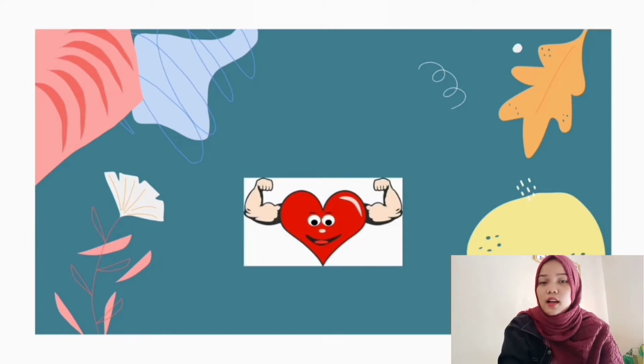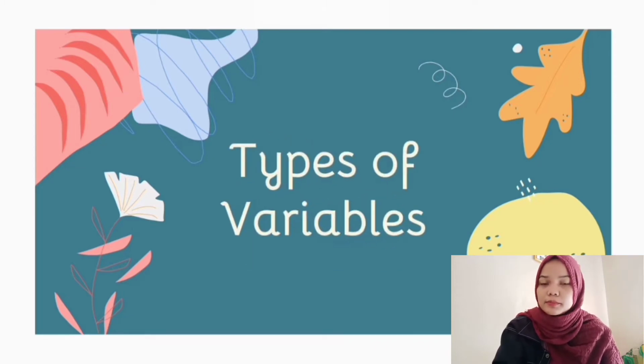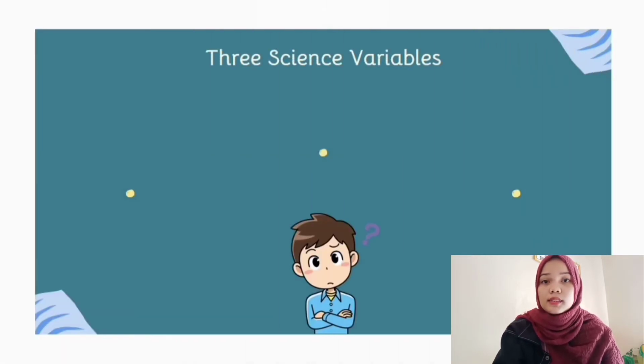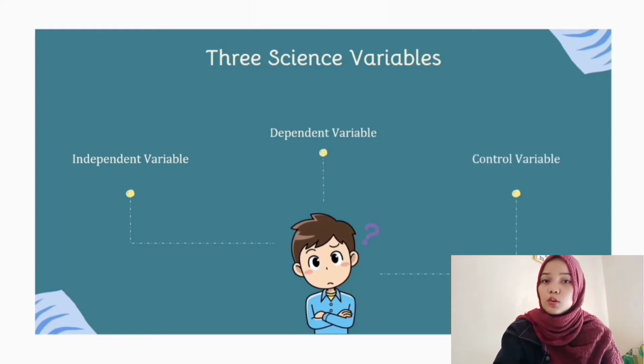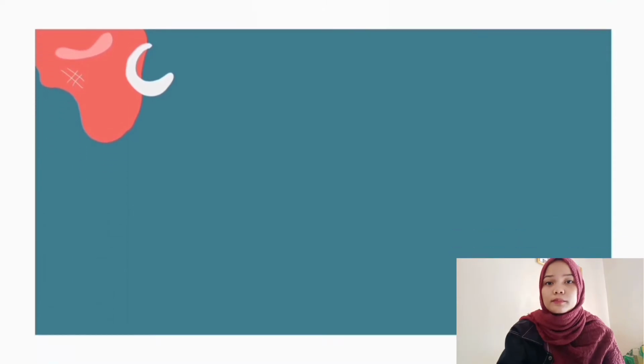On this occasion, I would like to share the material of the day, and it's about types of variables. There are three science variables. The first one is independent variable, then dependent variable, and the last is controlled variable. We will discuss it one by one.